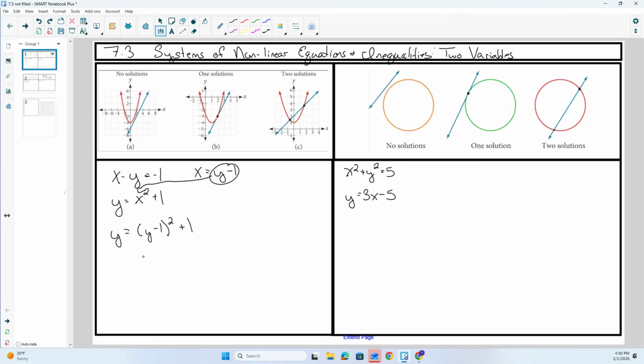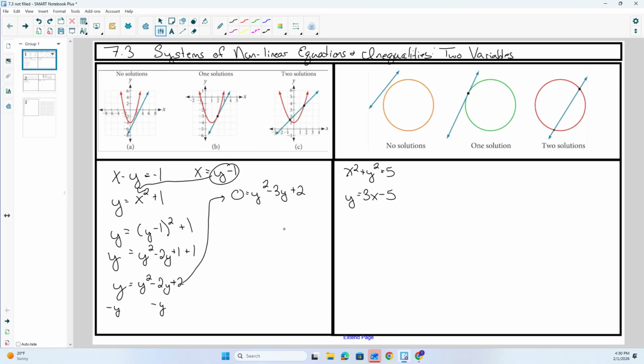So we need to multiply this out. This becomes y squared minus 2y plus 1. And now we're going to combine like terms, which would give us y squared minus 2y plus 2. And since we now have a quadratic, we need to set it equal to 0. Right? That's how we solve quadratics. So I'm going to subtract y from both sides. And this is going to give me 0 equals y squared minus 3y plus 2.